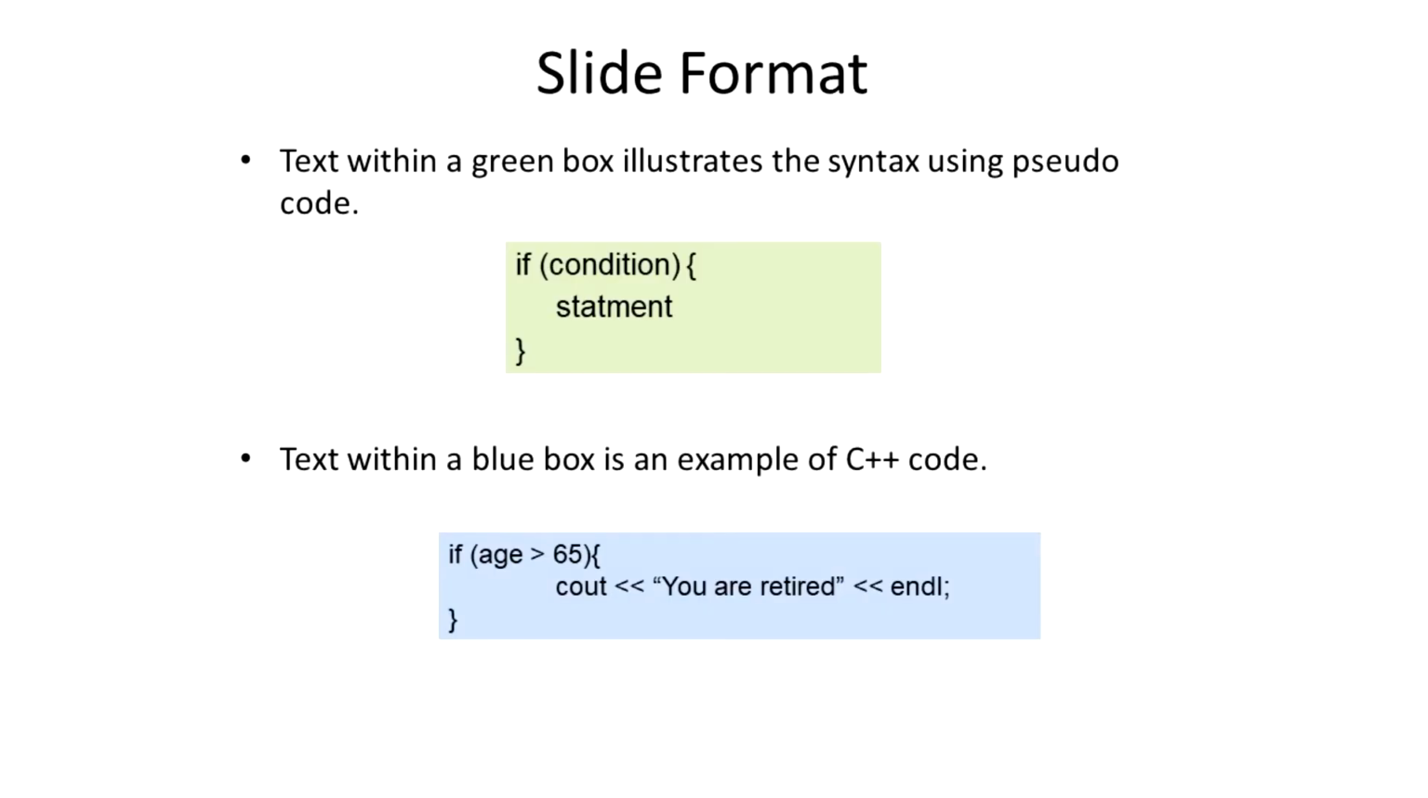Just before we dive in, I'd like to let you know about the formatting of the slides. What you see in the light green boxes is pseudocode. This isn't quite the complete code, but it gives you a rough design for what the actual syntax will look like. And what you're going to see in the light blue boxes is the actual C++ syntax that we're going to use in our examples and in the exercises for this module.